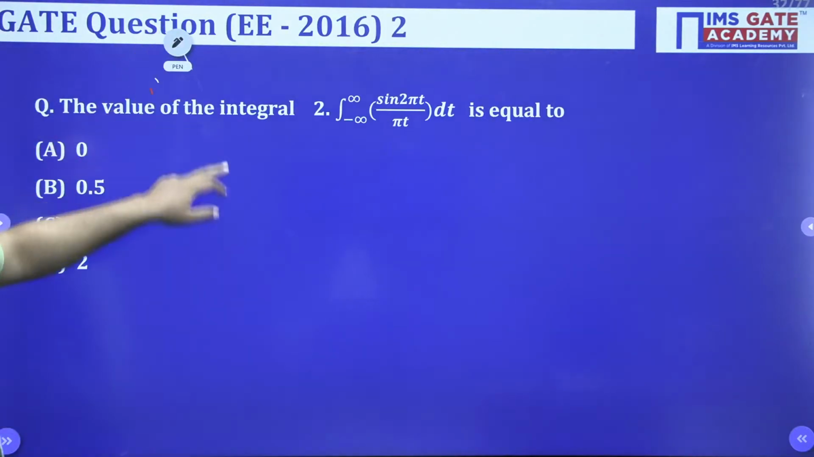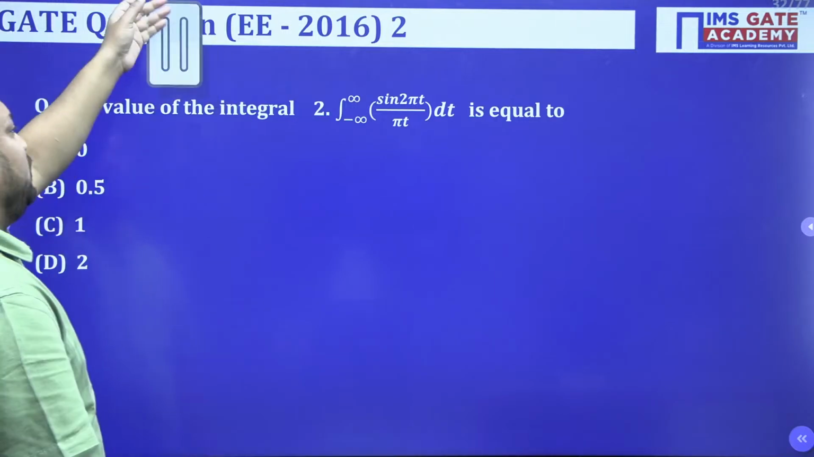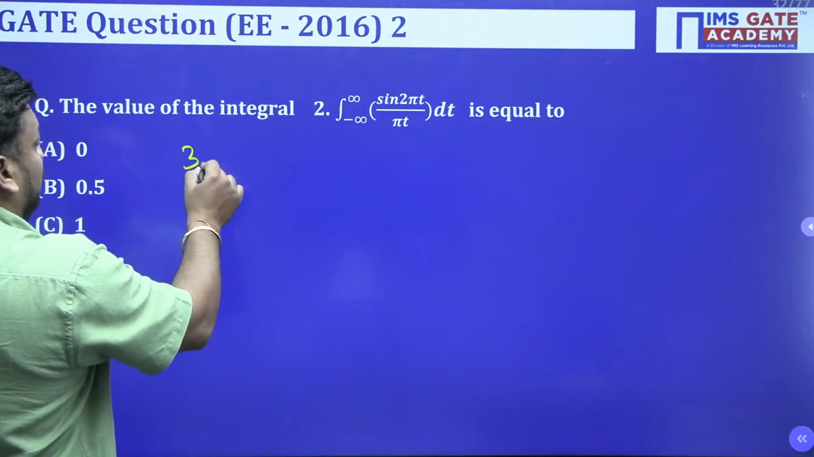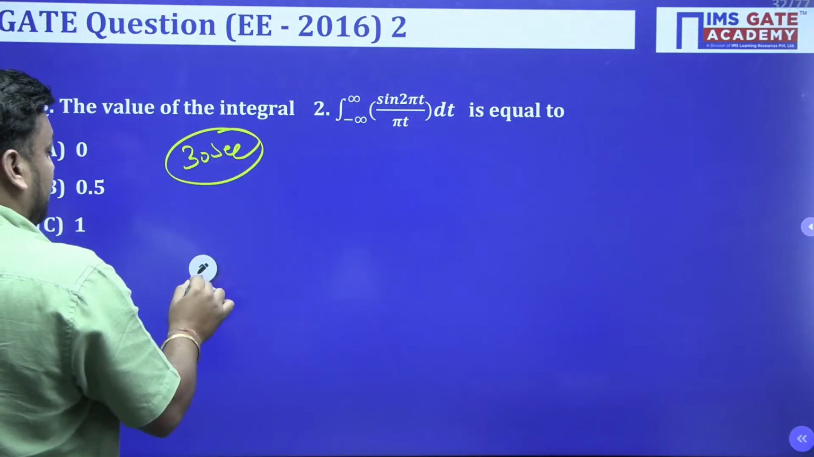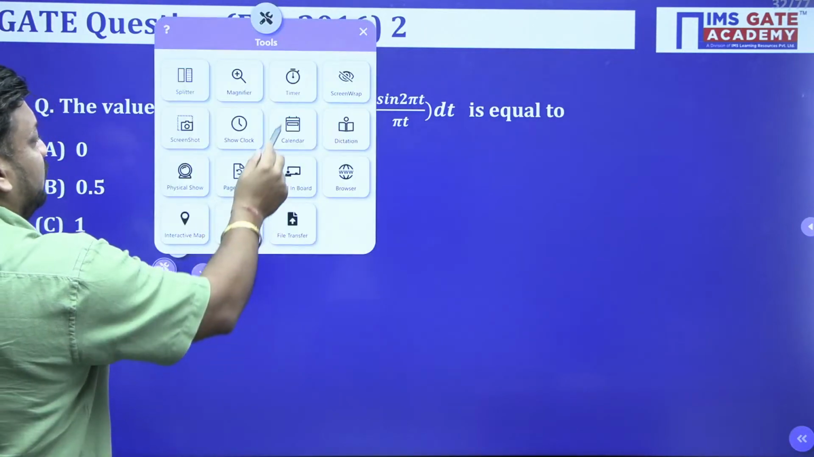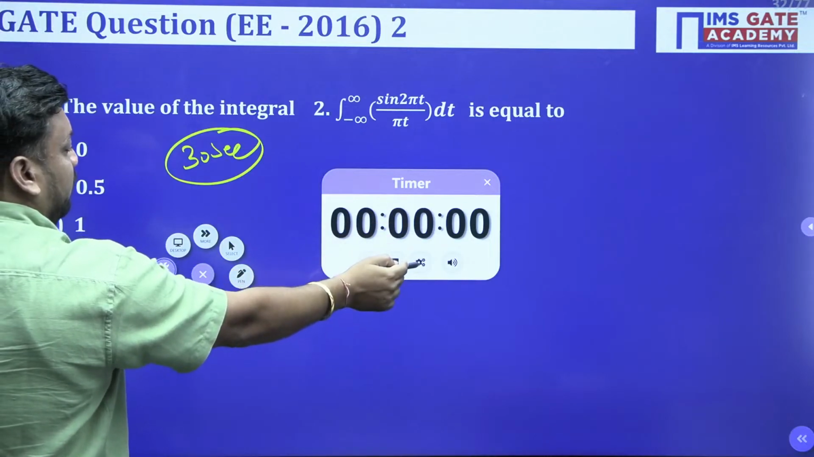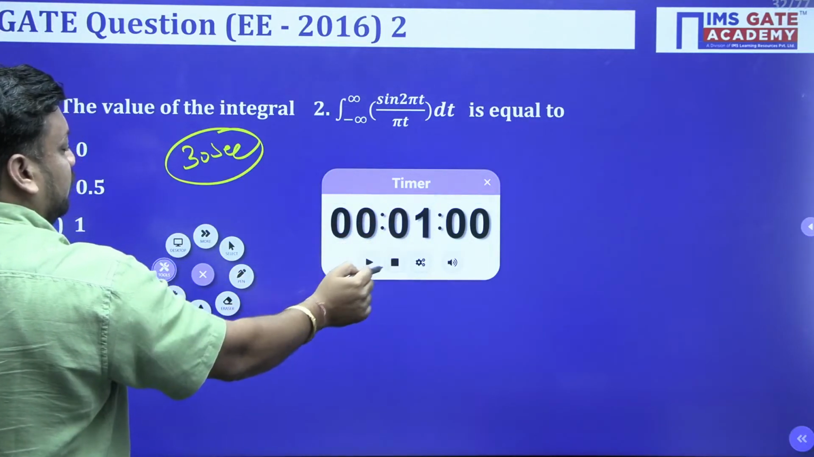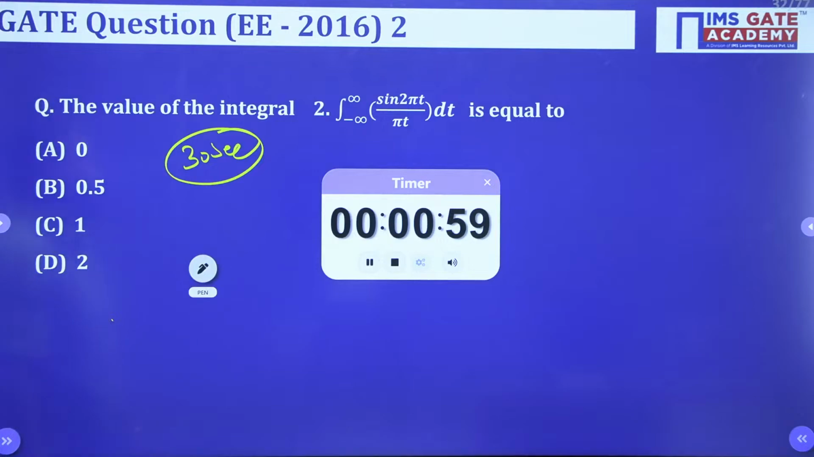So it is a very easy question actually, and ideally it will take only 30 seconds, but still I am giving you 1 minute to solve. All of you just try to solve this question. I am giving you 1 minute. Try to attempt it, just give your best attempt.